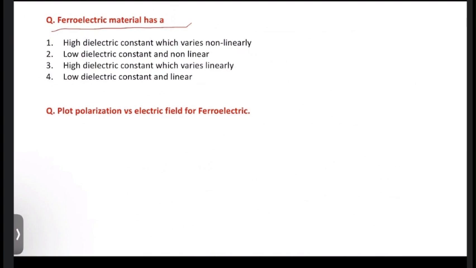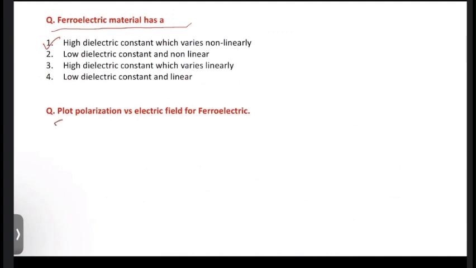Correct option is 1. High dielectric constant which varies non-linearly.